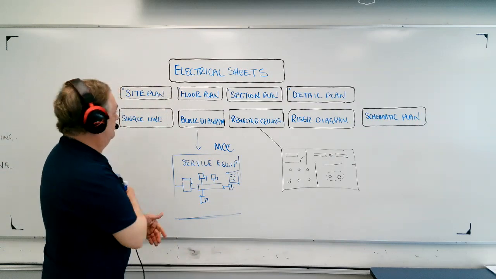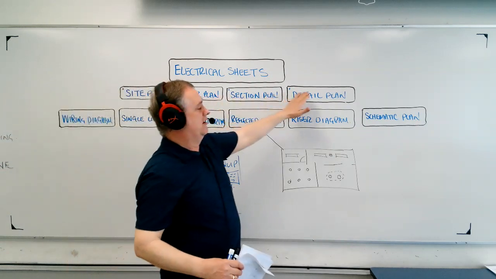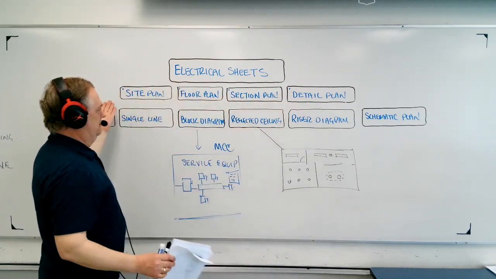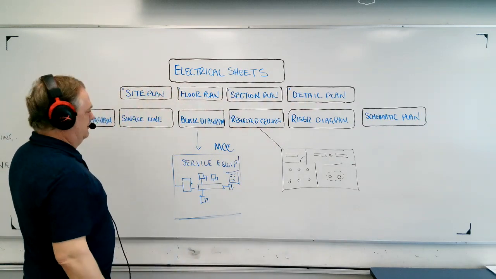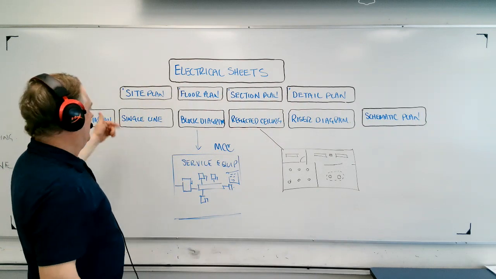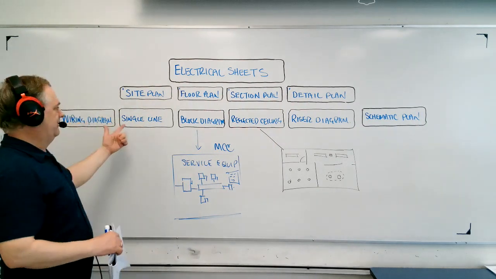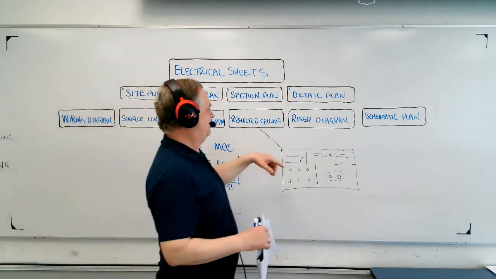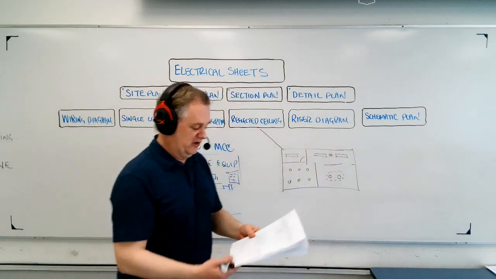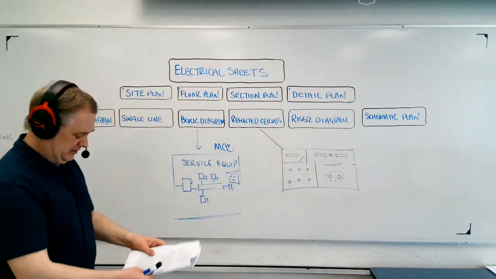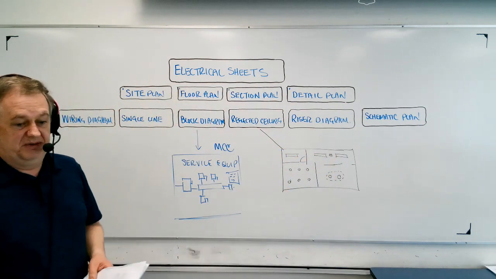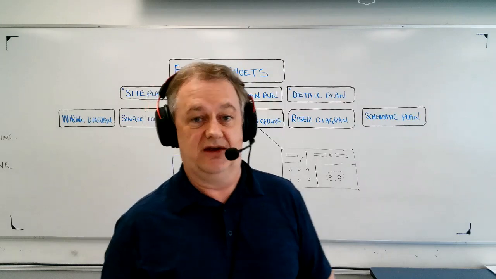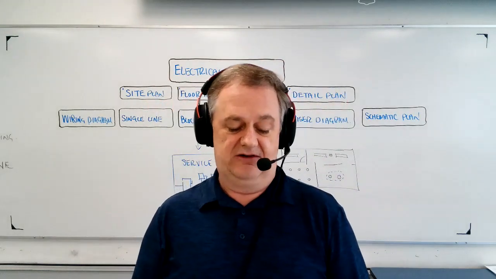So we have our main types that are specific to electrical, but they're very common types to the general types. And here we have the specific ones: the wiring diagram, single line, block diagram, reflected ceiling, riser, and schematic. Now I just want to show you, if you take a quick look in the guide, page 26 shows you the site plan, okay?